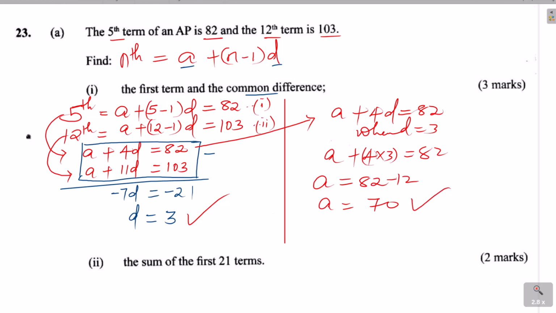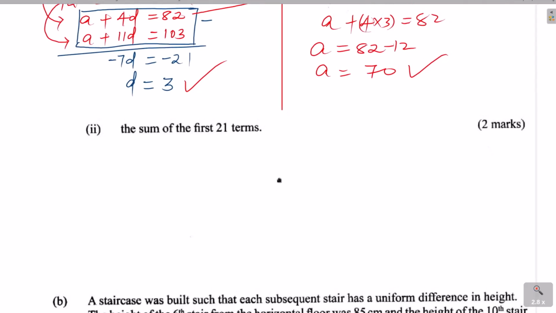We go to part 2. The sum of the first 21 terms. So how do you get the sum of a given number of terms of an AP? It is given by this formula, which is very important. Sum of a given number of terms, let's say n, is given by n divided by 2 then the bracket 2a plus n subtract 1 d. Where n is the number of terms, like in this case, n is 21, so you're getting the sum of 21 terms.